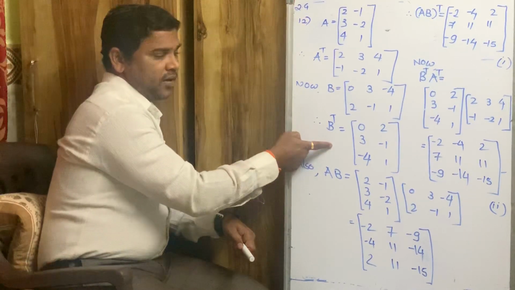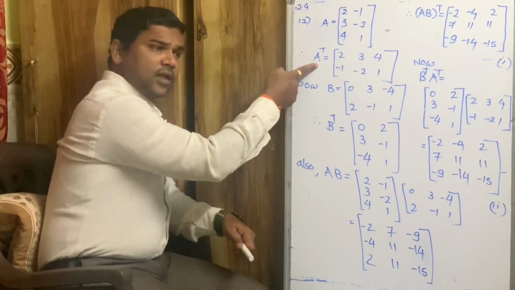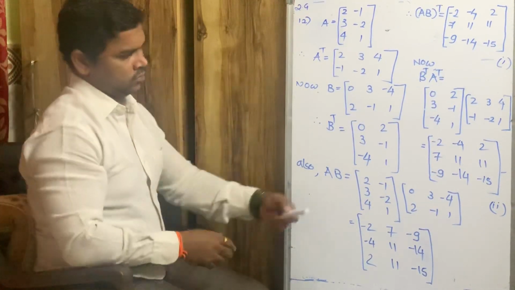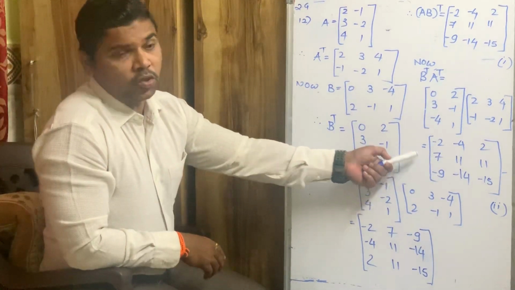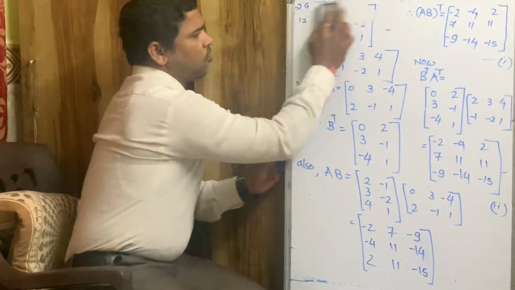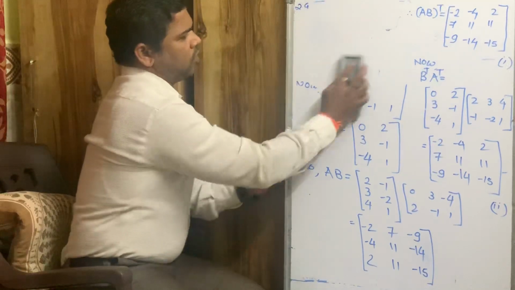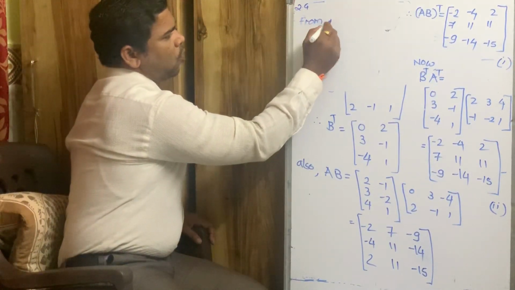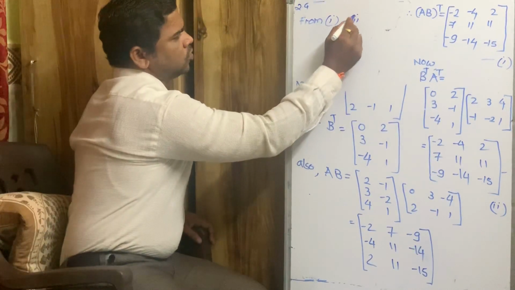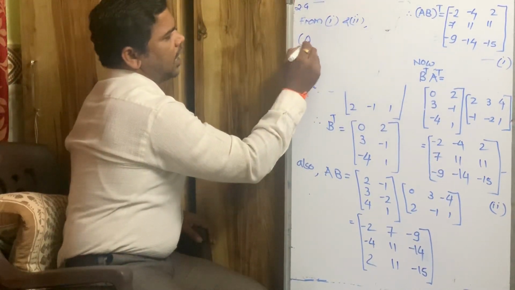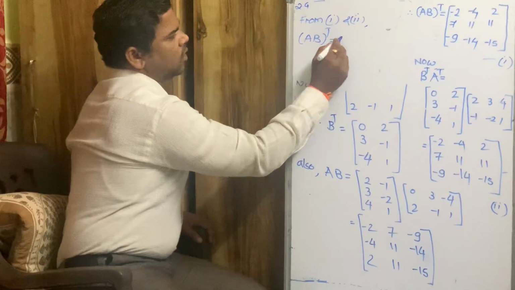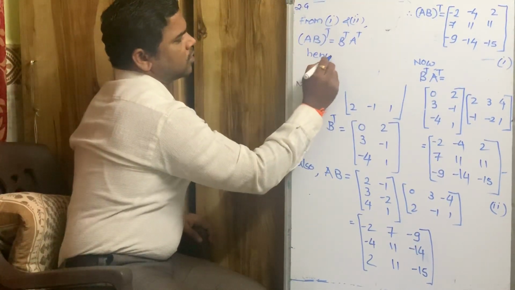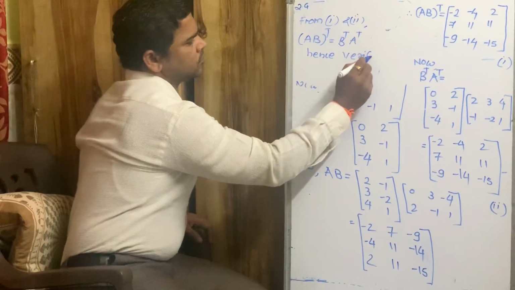And then B transpose into A transpose. This is the value for B transpose. This is the value for A transpose. So B transpose into A transpose, now just multiply. Equation number 2. And in the end you can write from 1 and 2, AB transpose is equal to B transpose into A transpose, hence verified.